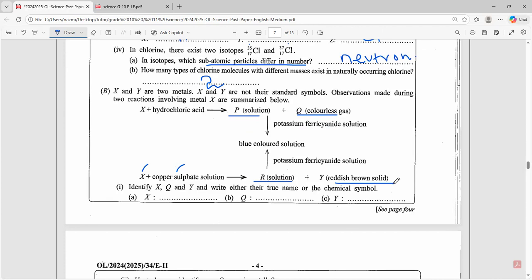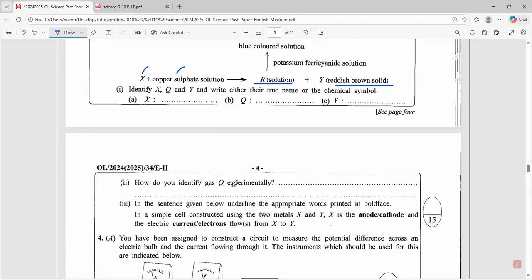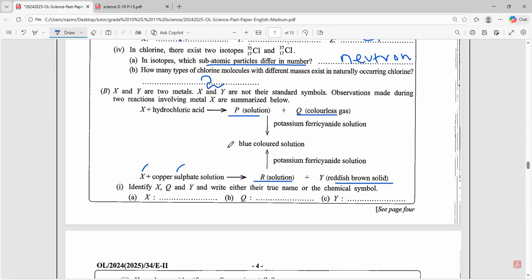Okay. So now we have to identify X, Q, and Y and write either their true name or the chemical symbol. Now X has to be a metal because metal with acid can give a colorless gas. Therefore, Q has to be hydrogen gas. Then they are asking X. Potassium ferricyanide, blue colored solution means definitely it has to be iron. So X has to be iron. Okay. Fe. What do you think Y is?